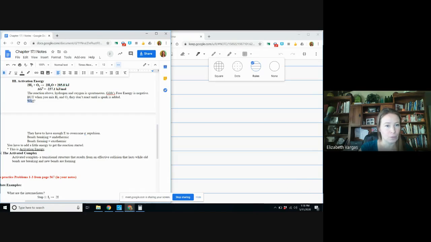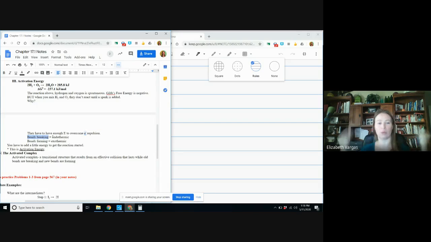So why does it need that tiny spark? Because the H2 and the O2 are pretty stable and happy on their own. It's not until you give them enough energy that bonds start breaking that they start to react. Okay, you have to have enough energy to overcome the electron repulsion and to break the bonds, which is endothermic.